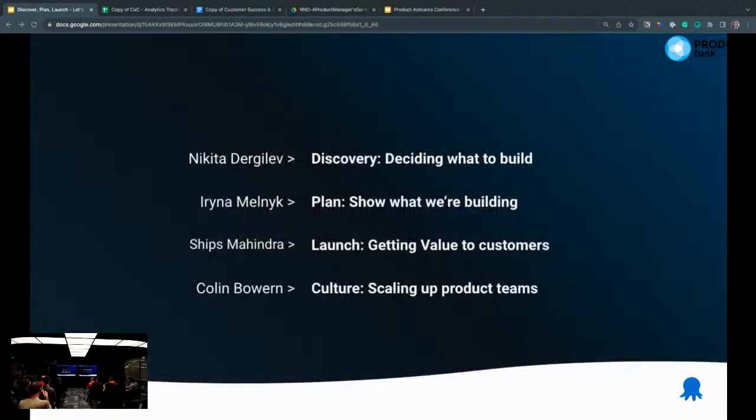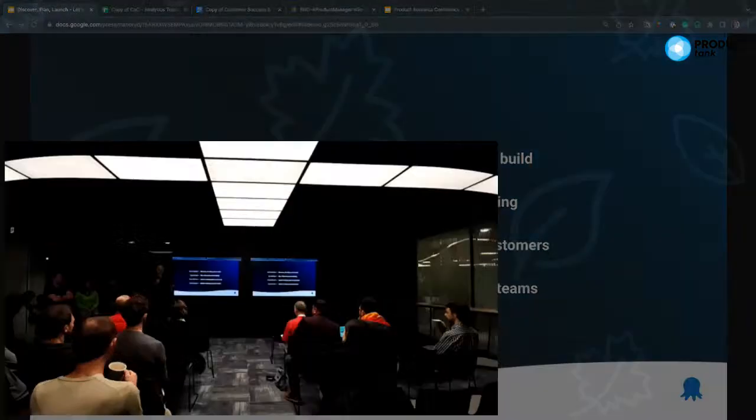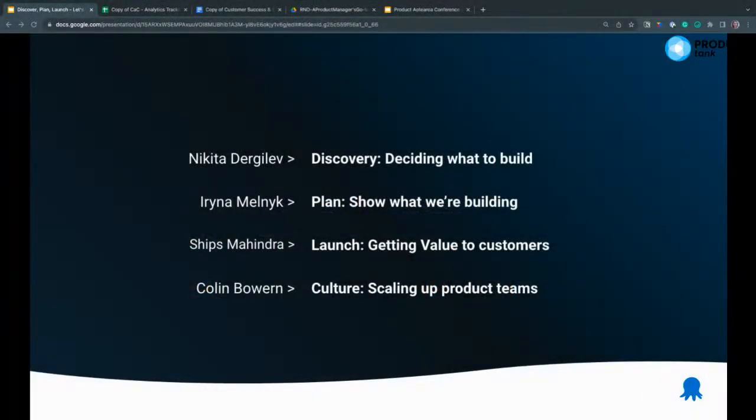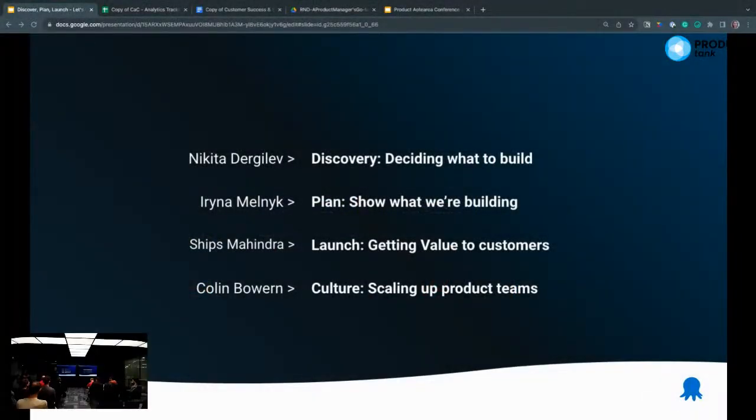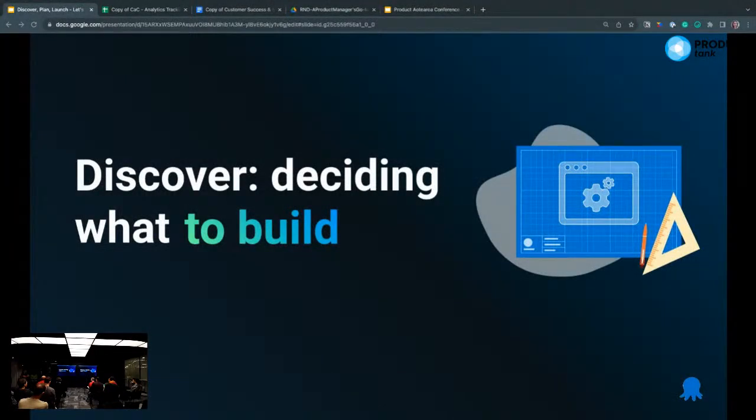Our talk today will be structured in something like a natural order of product development. How you do product, starting from discovery, then you plan your work, you share this with your stakeholders, then you launch the product, and finally, to sum it all up, how important it is to have the right product culture so everything above would be possible. I hope we'll have some time in the end to answer some questions. So I'll kick it off. My talk is about how we decide what we're building, the product discovery.